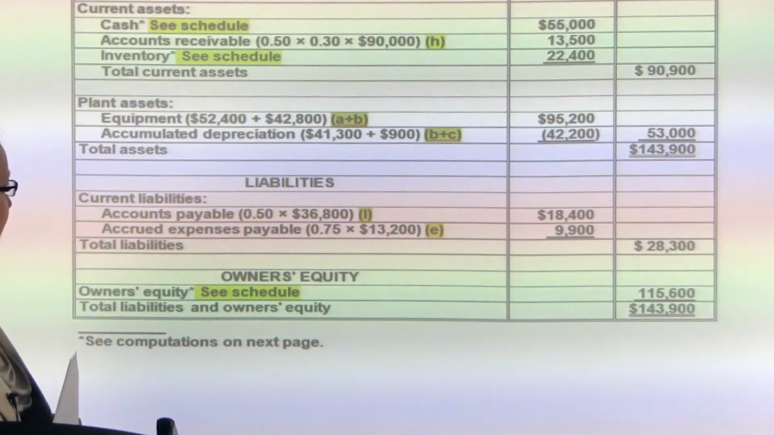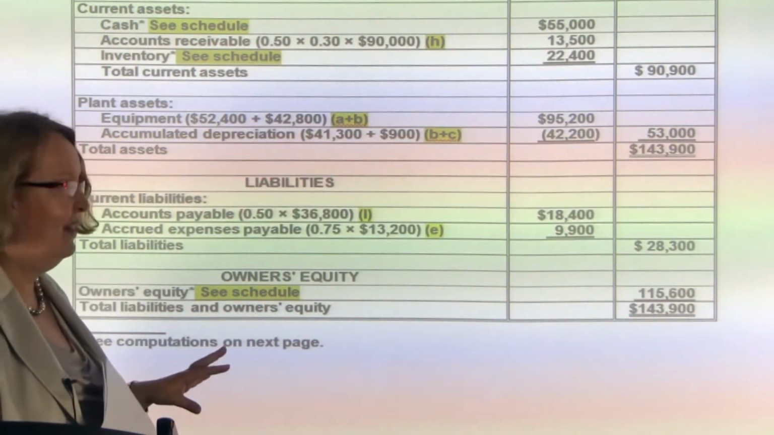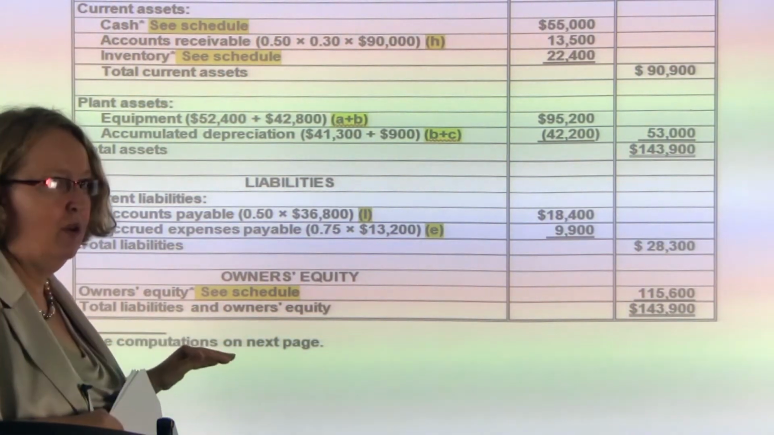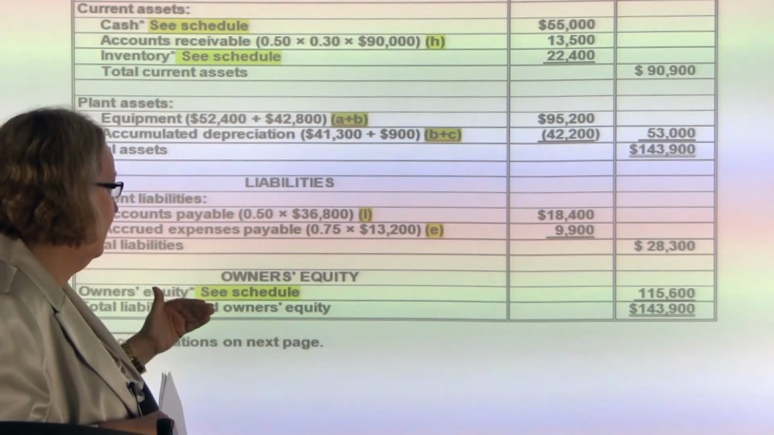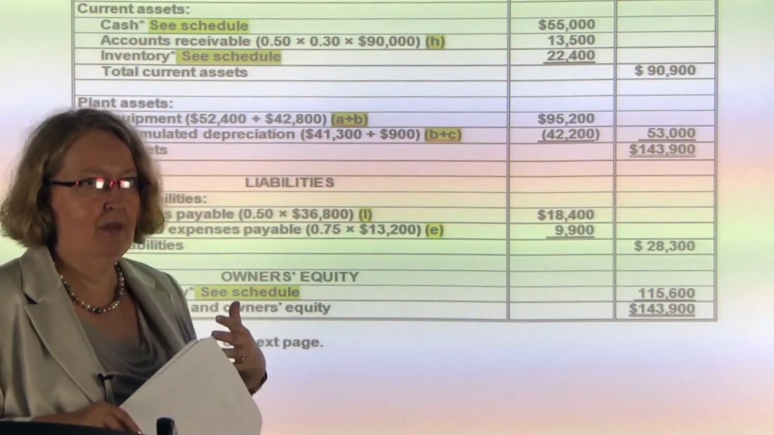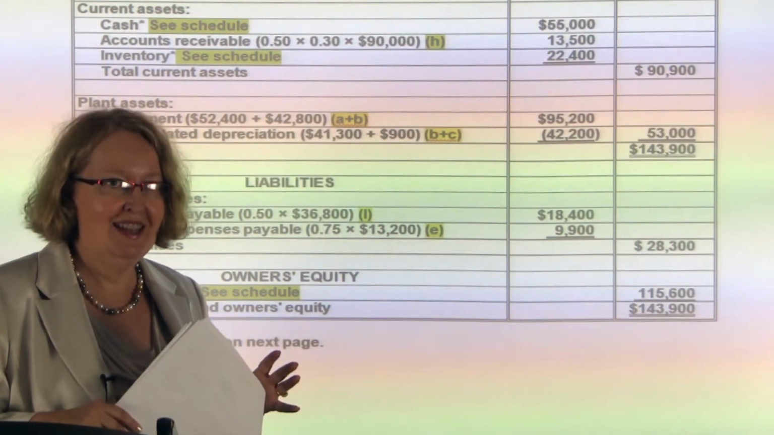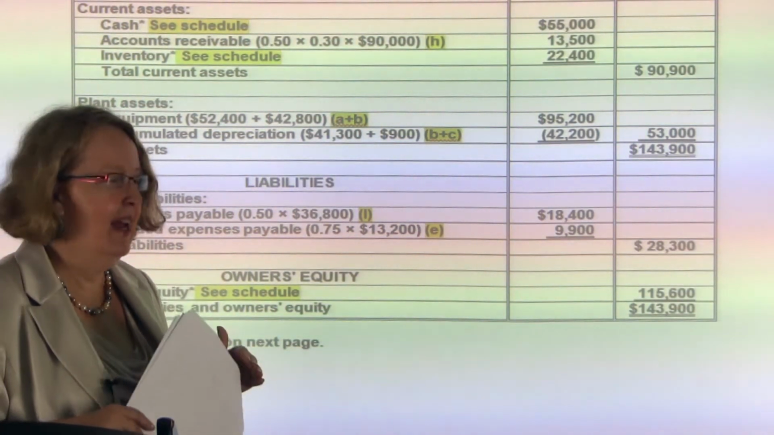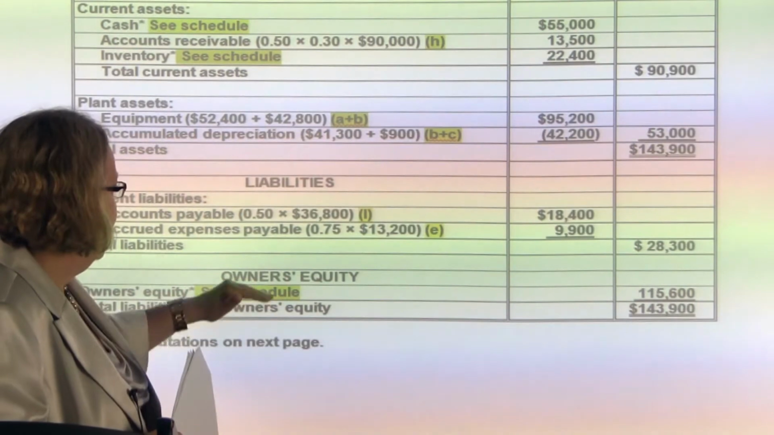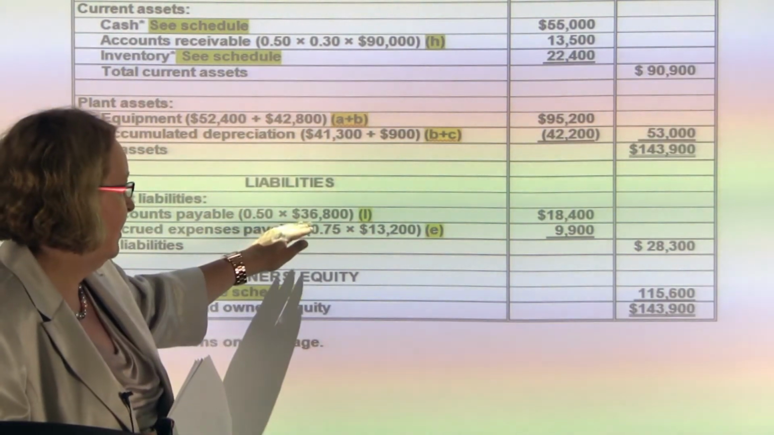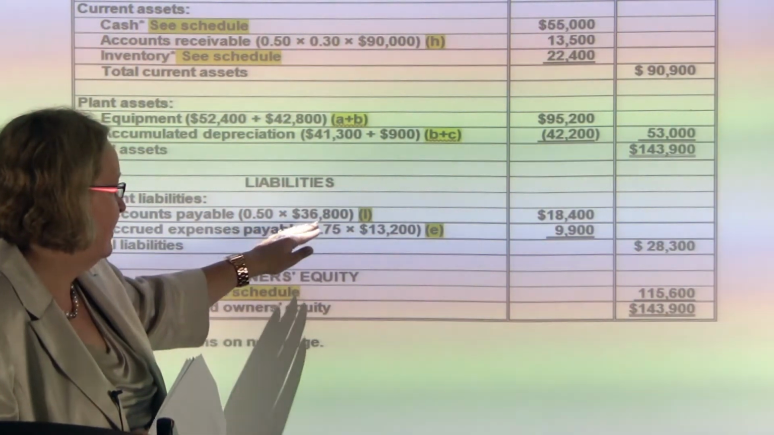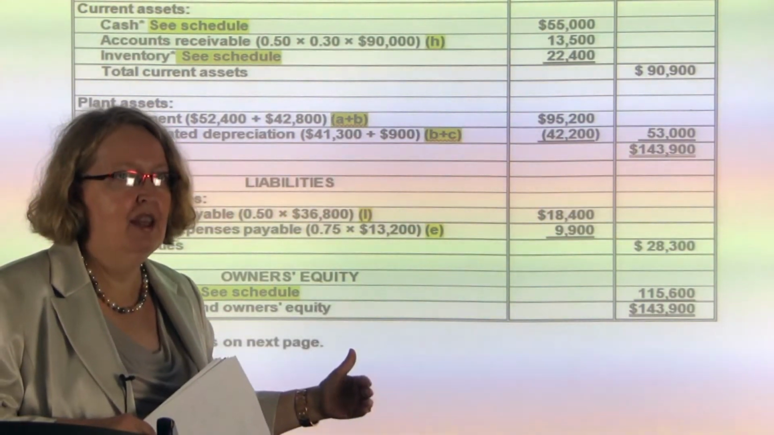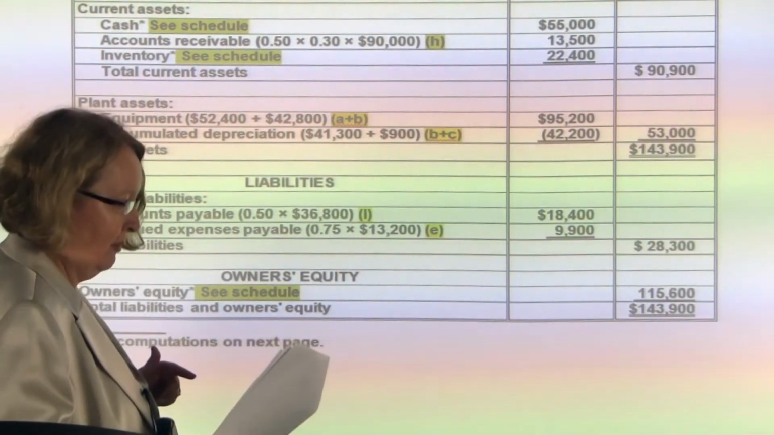$143,900. The next section of our balance sheet is, of course, our liability section, and here you have to record your accounts payable. So you'll recall that of the purchases that you bought on credit, you are paying for half of that this month and half next month. So that's where the 50% is coming from, $36,800. So you paid for half, and you now owe the other half that will be paid for in the following month.